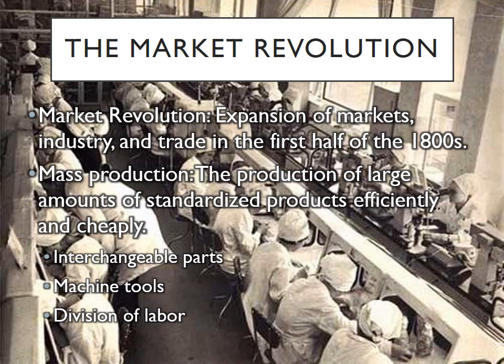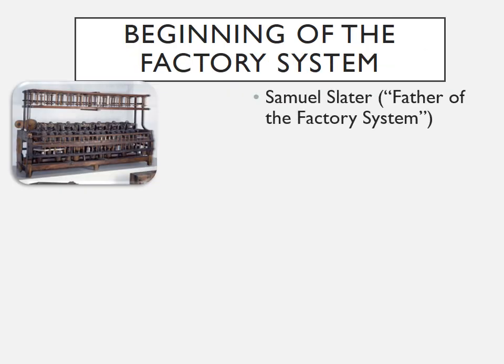So we're going to start here with how this market revolution actually begins. And it begins with a man by the name of Samuel Slater, who is known as the father of the factory system. He actually came from Great Britain, and Britain had a monopoly on industrialization. And they ensured that this monopoly remained by passing laws that made it illegal to take any materials, any machines, or any blueprints for machines out of the country.